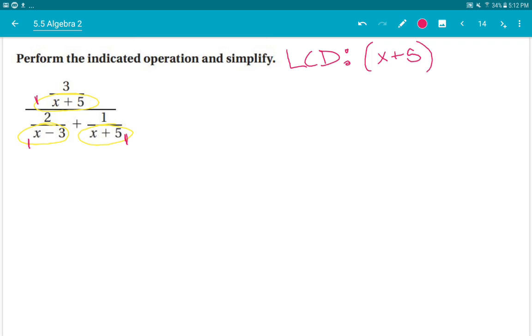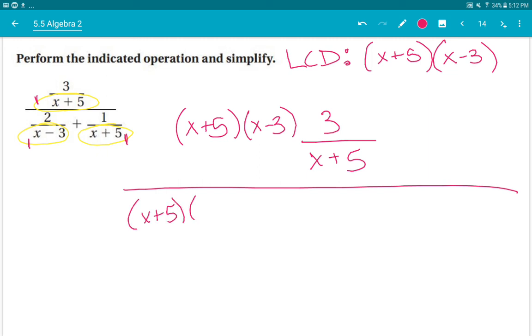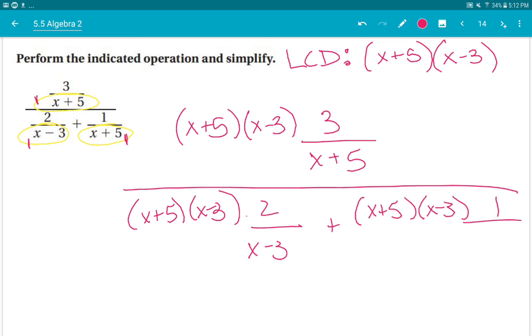Now this one has an x minus 3, but the other two don't, so we're also going to need the x minus 3. We're going to need both parts of it, so we need to make sure that they all have it in common. That's my LCD. I'm going to take this LCD and multiply all the parts of the fraction. So the LCD in the numerator, we have x plus 5, x minus 3, times 2 over x minus 3, x plus 5, x minus 3, over 1 over x plus 5. Excuse me.